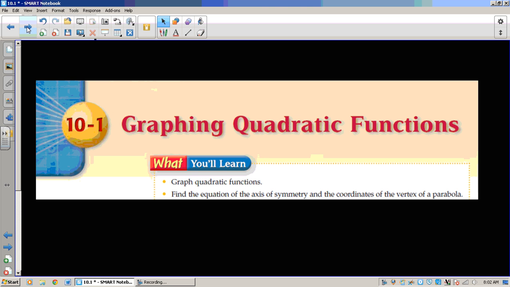All right, so today we're learning about quadratic functions. As you can see, we're going to graph quadratic functions. We're going to find equations for the axis of symmetry and figure out the coordinates of the vertex of the parabola. The vertex is your maximum value, where that firework explodes, or maybe if you're a scuba diver, as you're diving down, your minimum value, or where you reach the bottom. So anyway, we'll talk more about that later.